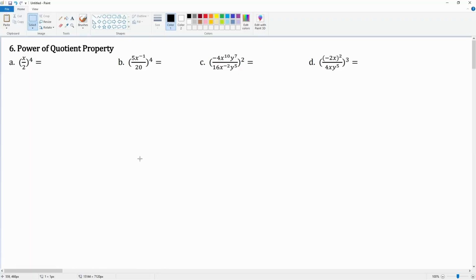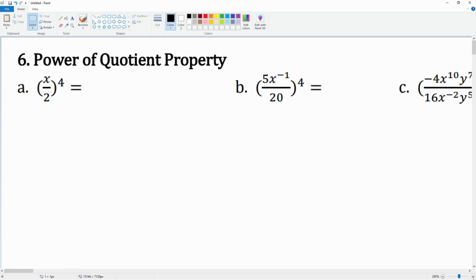Here we're asked to simplify the exponential expression. Number 6, deal with the power of a quotient property. Like before, we're going to distribute the exponent in to each term. There is an x on the top, so it's x to the fourth, and then we have 2 to the fourth power on the bottom.